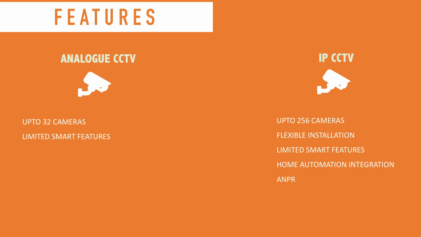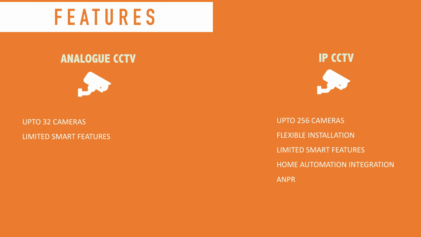IP CCTV is a lot more scalable, and we're going to show you a little diagram in a bit to show you what that looks like in a physical installation. But a single network video recorder can go up to 256 cameras. An IP system is a lot more flexible, and again we're going to show you that in this little diagram.